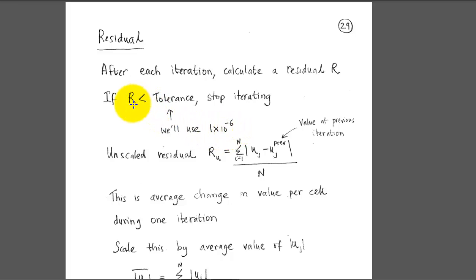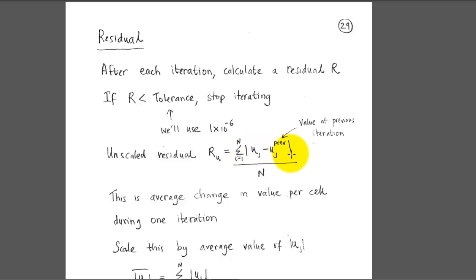To calculate this residual, we first calculate an unscaled residual and then scale it to get the residual that we use. So first let's take a look at the unscaled residual. That's defined in this way. We go to the jth cell, we take the current value, and then we take the value at the end of the previous iteration and we find the difference. So this is how much the value in the jth cell has changed in one iteration.